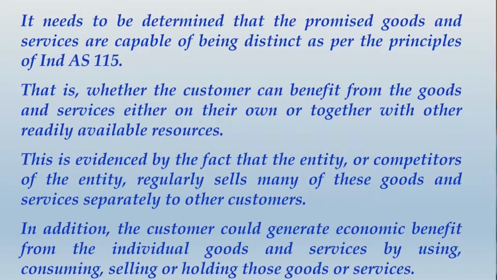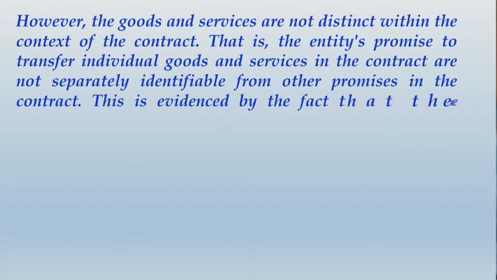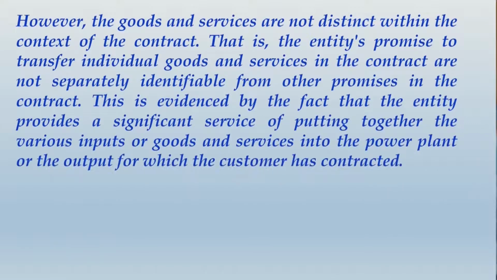Alright friends, you would have finished writing this whole thing. Let us move ahead and write the later part of the answer. We would say, however, the goods and services are not distinct within the context of the contract. That is, the entity's promises to transfer individual goods and services in the contract are not separately identifiable from other promises in the contract. This is evidenced by the fact that the entity provides a significant service of putting together the various inputs or goods and services into the power plant or the output for which the customer has contracted.